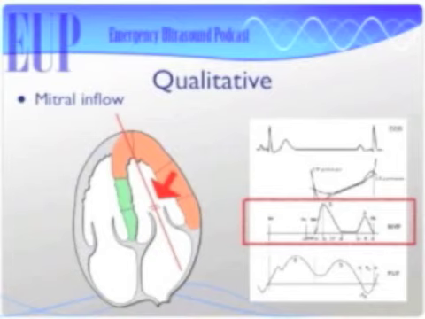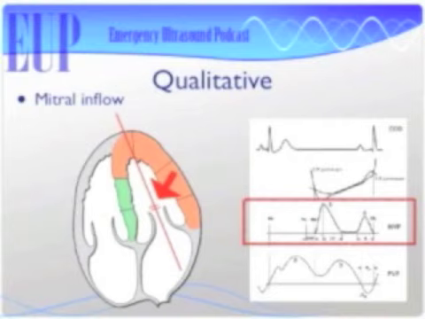Do you got that, Matt? No, sorry. E early, A atrial kick. It's pretty easy. Oh, I got it. First letter of the word. Yeah, it's crazy, huh?